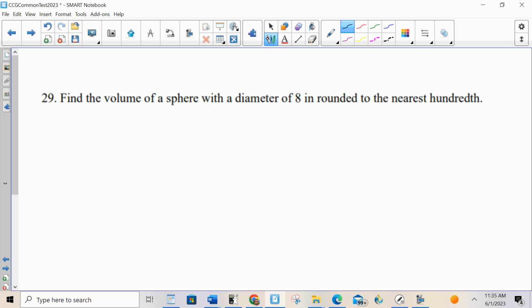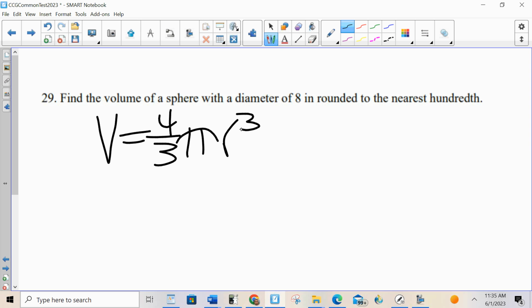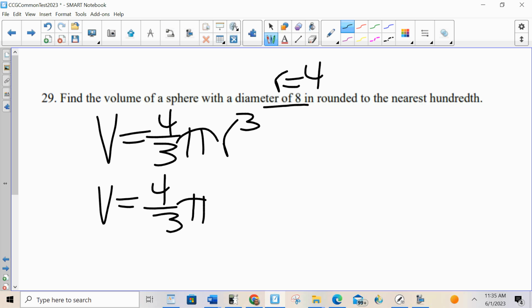Sphere is the exception. For a sphere, there's no base. So this is given to you in the reference sheet. There's no issue. 4/3 pi r cubed. Diameter is 8, which means the radius is half of that, which is 4. Volume equals 4/3 pi 4 cubed. If it says in terms of pi, type pi in. If it doesn't, don't.